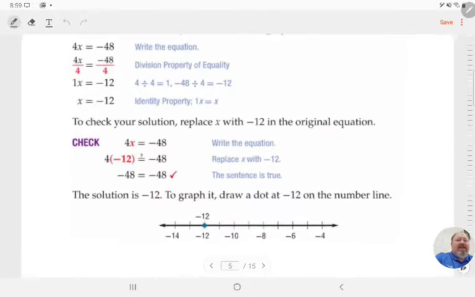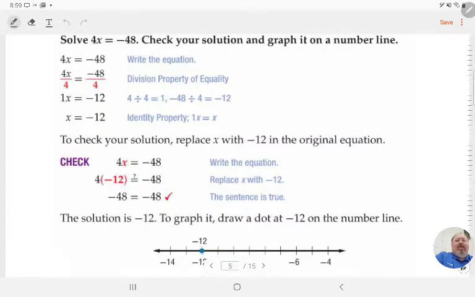This is just another example of the same thing. We have 4x equals negative 48. So since it's 4x, that's 4 times x. We divide both sides by 4. That gives me 1x. 4 divided by 4 is 1. So that gives me 1x, or simply just x. And then negative 48 divided by 4 would give me negative 12. So x equals negative 12. Then I can take that negative 12, plug it in for x to check. 4 times negative 12 would be negative 48. So therefore, it checks. Okay?